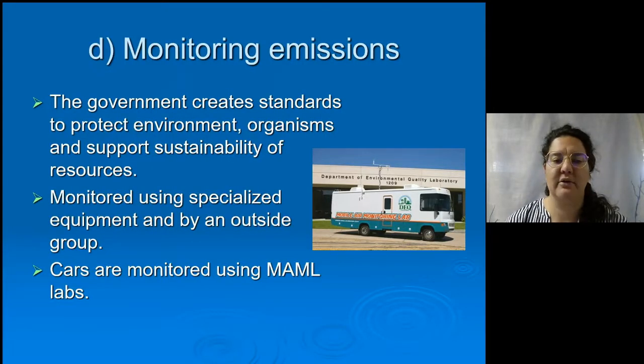So the government creates standards to protect the environment, organisms, and to support the sustainability of resources. So we want to have standards that help prevent destruction of the ecosystem. And they're typically monitored using specialized equipment by an outside group so that there's no interference between the monitoring and industry that is being monitored. So cars are monitored using the MAML labs for their emission standards. Now, there was a scandal a little bit ago where Volkswagen was falsifying their results for their emission standards, and they ended up having to pay reparations to a lot of consumers who had bought vehicles based on false emission standards testing.